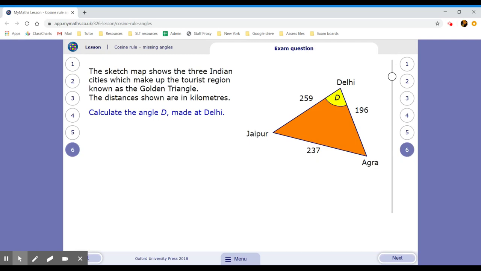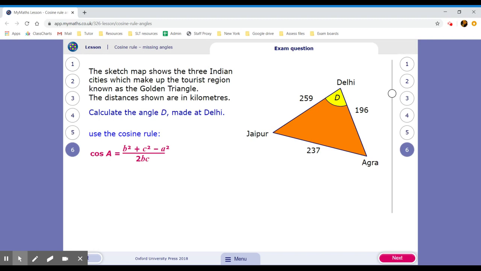So this one, slightly more of a wordy question. So the sketch map shows 3 Indian cities which make the tourist region known as the Golden Triangle. The distances are shown in kilometres. We are trying to find the angle at D, Delhi. So remember, they can label triangles with whatever they like, but you need to make sure that you label it with the letters that we need in the right place. So this one up here is the angle we're trying to find. That needs to be my angle A. All right, and then we can think it through as to which bits are labelled what afterwards.